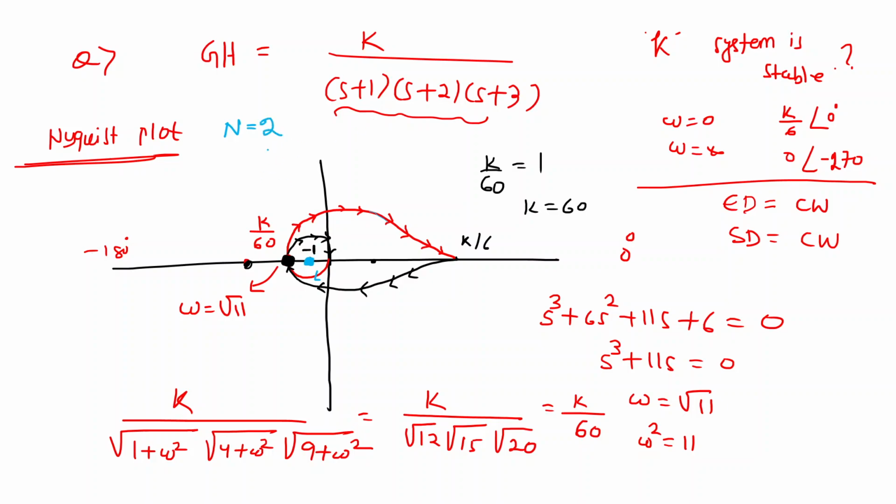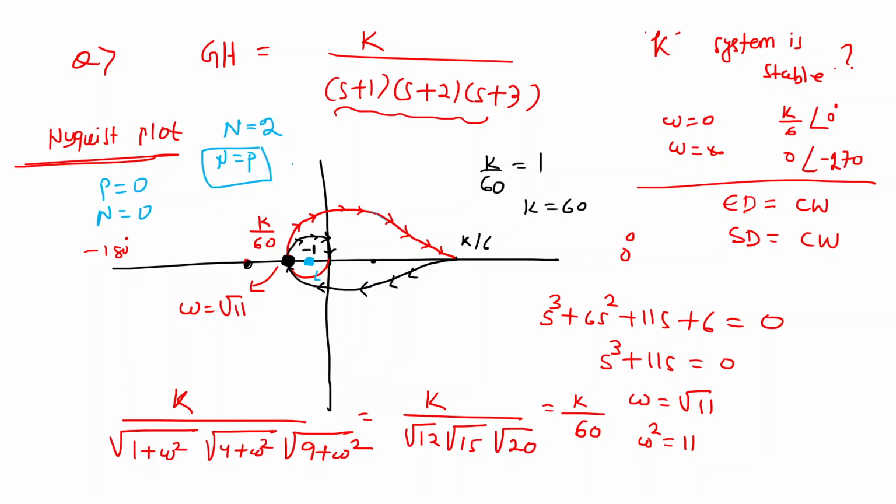But for stability, n should be equal to p. P means the number of poles lying in the right half of the S plane. In this transfer function, is there any pole in the right half? No. So p equals 0. P equal to 0 means n has to be 0 for stability.